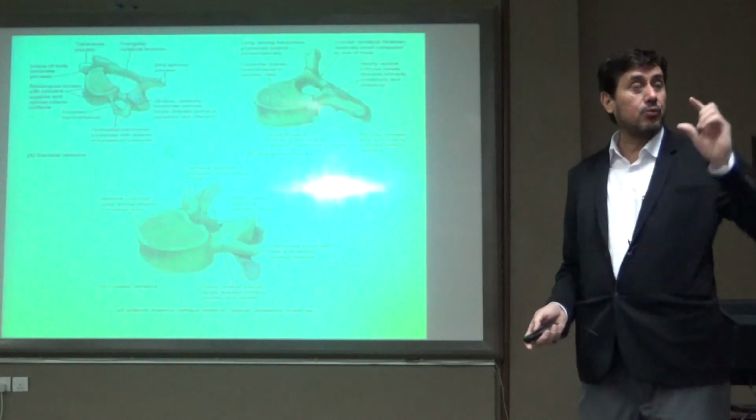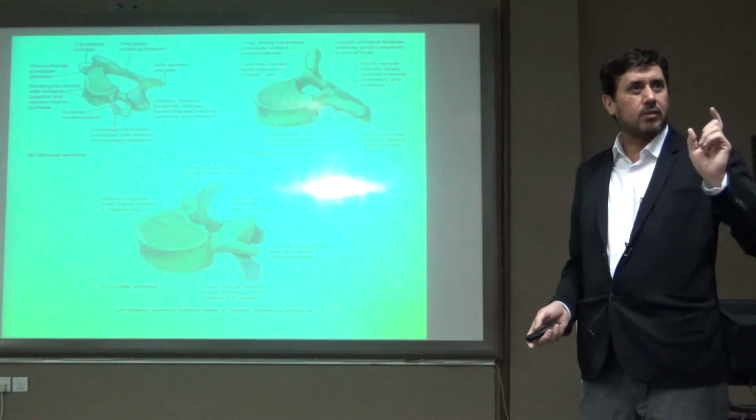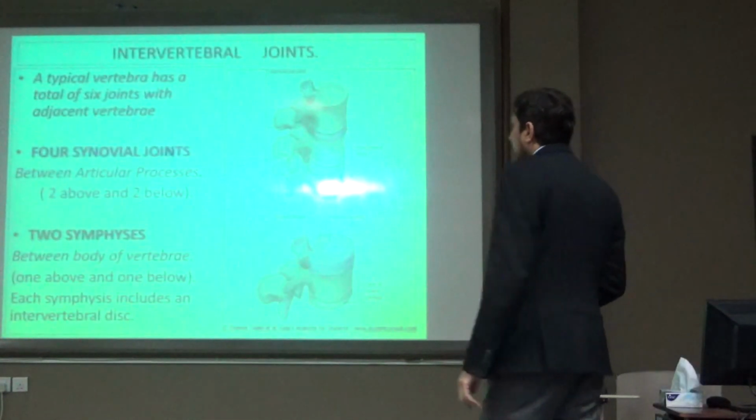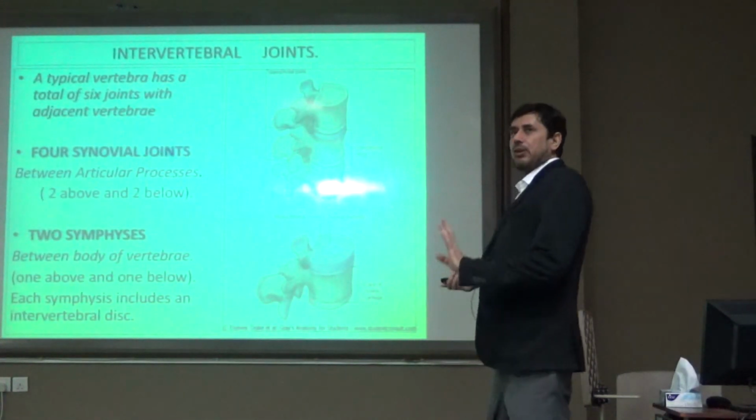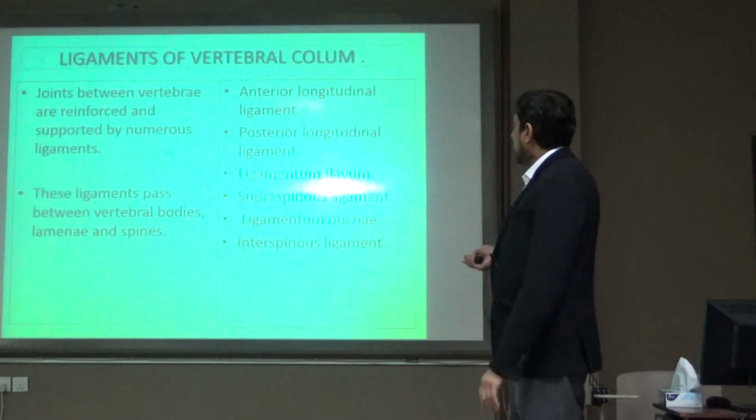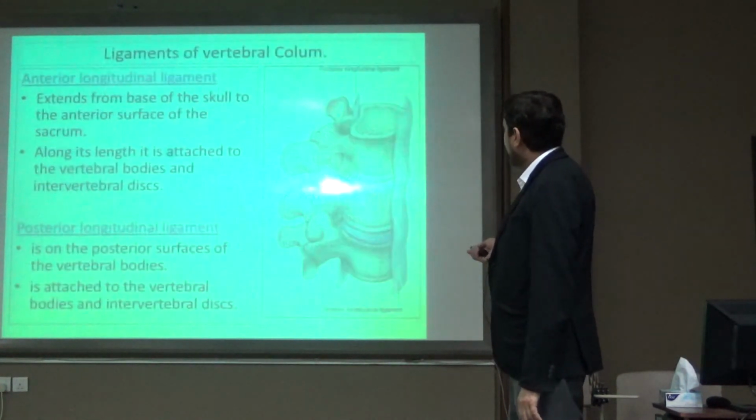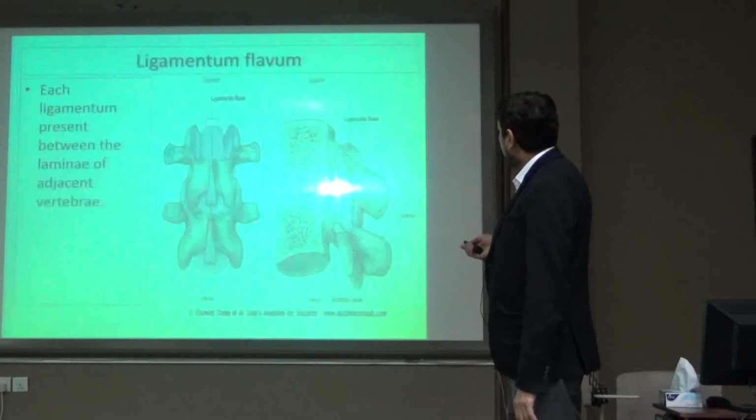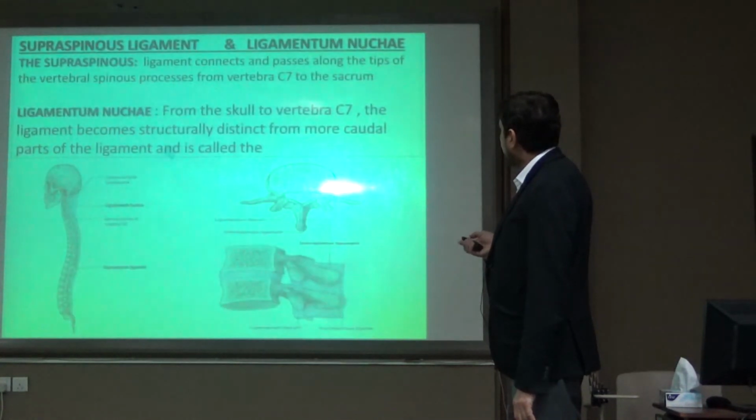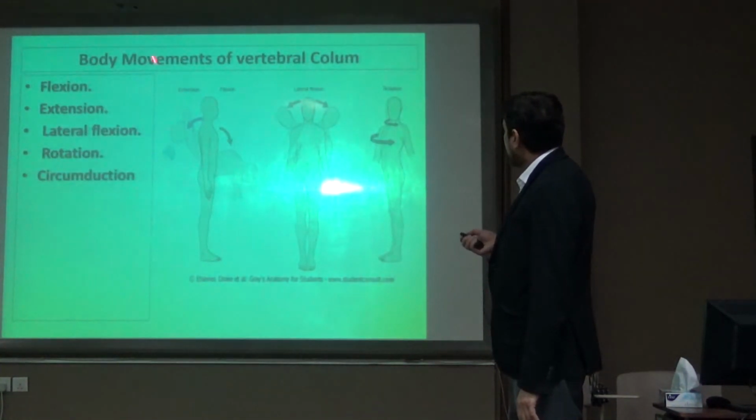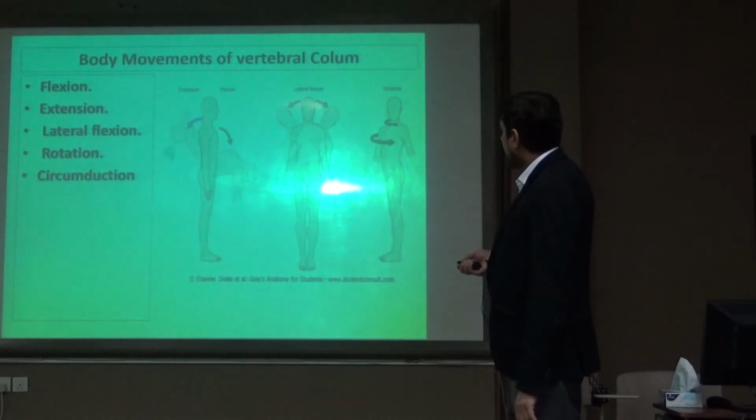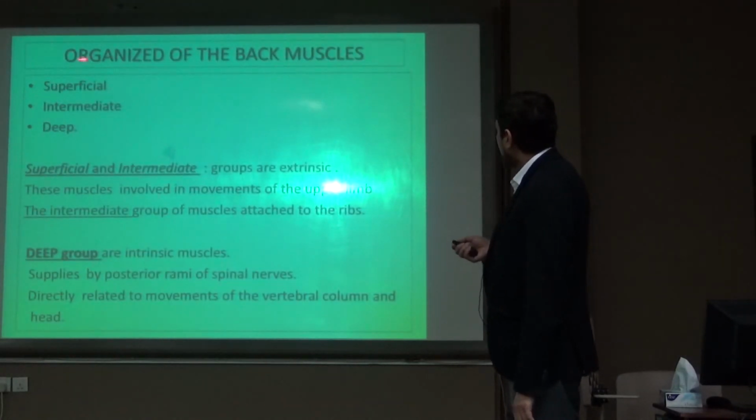Lectures are also important to make the concept very important. Okay, so these joints are clear to everybody? Okay, so ligaments we have done. Ligaments of the vertebral column, ligamentum flavum, and these ligaments and body movements we have done already, circumduction and so on.